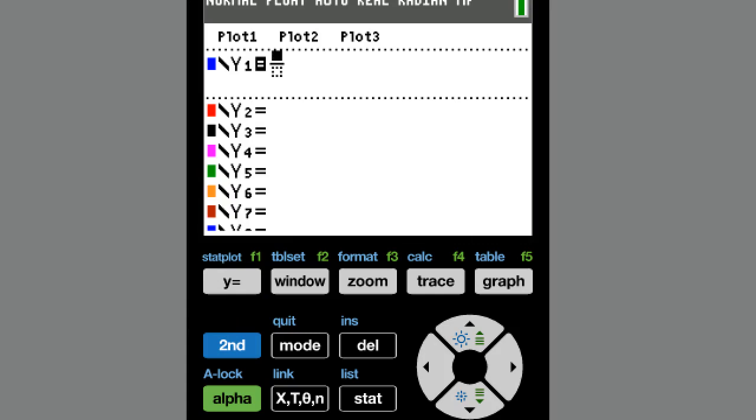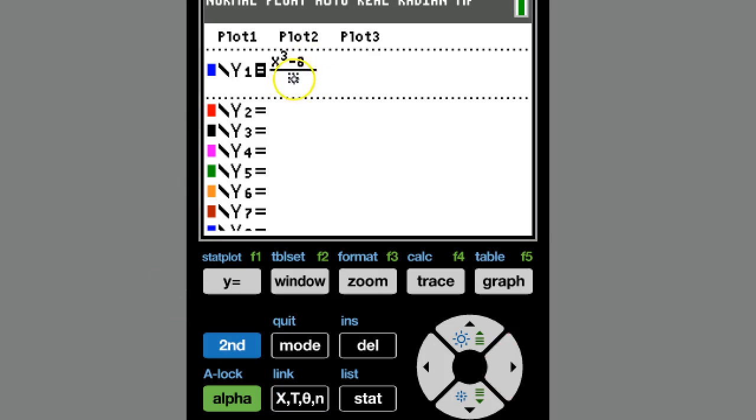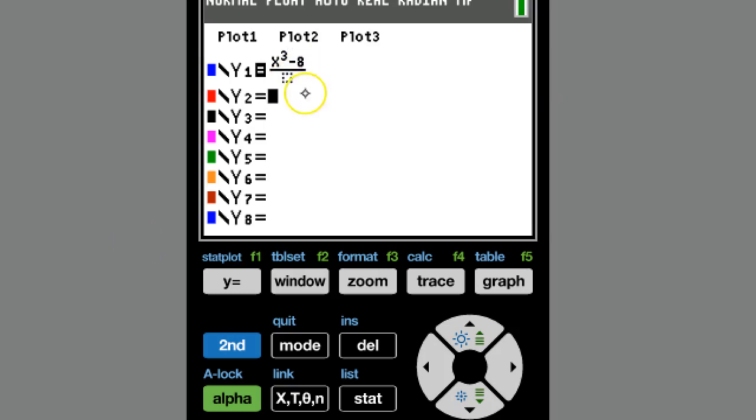Okay, now that you have that, let's go ahead and type the function in. Again, that was alpha and then y equals. So our numerator is x cubed minus 8. So we have a difference of cubes there if you recognize that. And on the bottom, let's see if I can get down there.